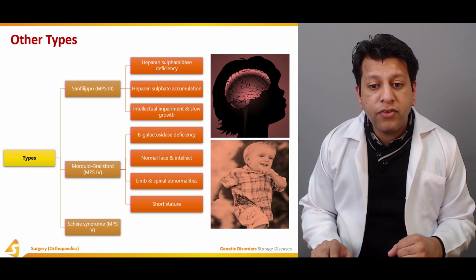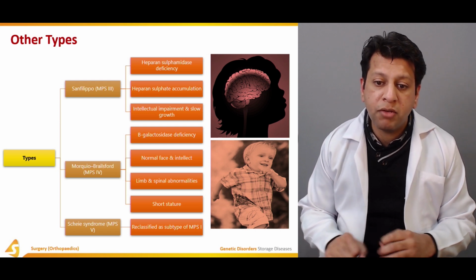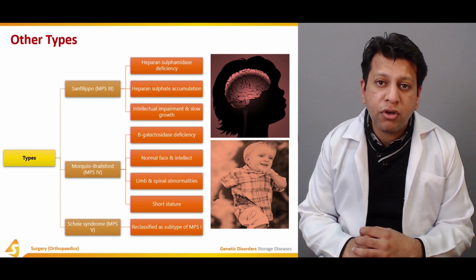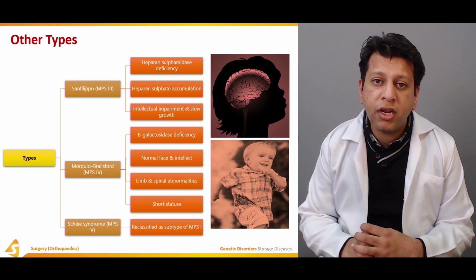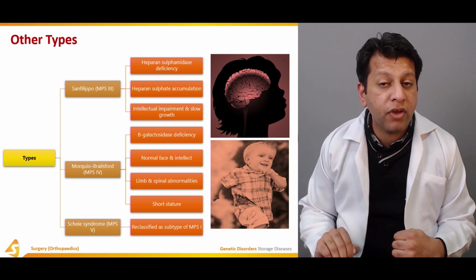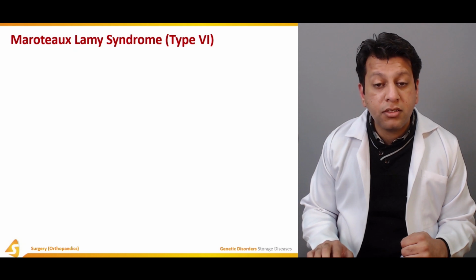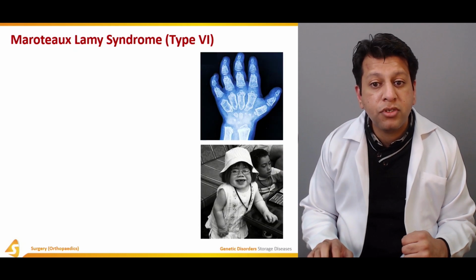In type 5, which is called Scheie syndrome, it is usually reclassified as a subtype of MPS type 1. Why? Because initially it was thought to be another type, but now it's considered a subtype of Hurler syndrome in which there is alpha-L-iduronidase deficiency. Coming to the last, sixth type, that is Maroteaux-Lamy syndrome.